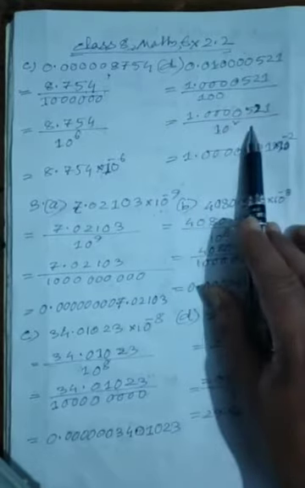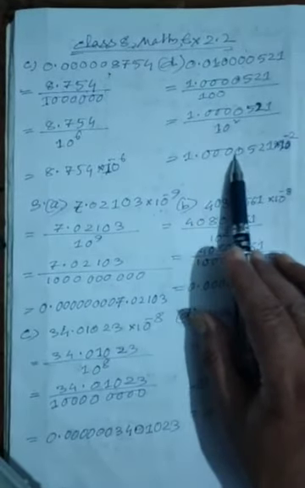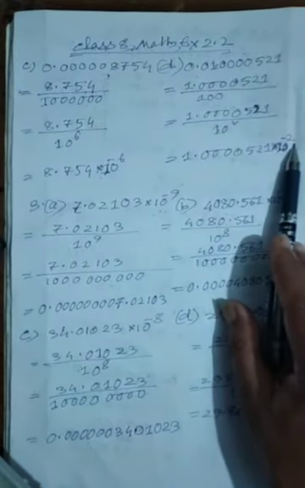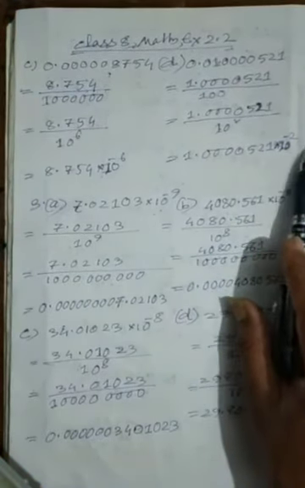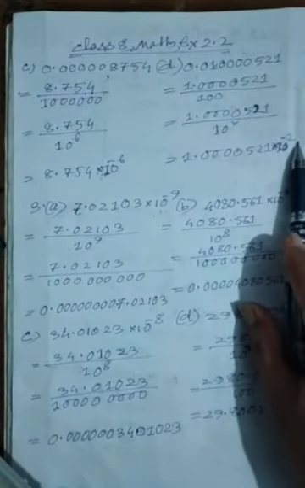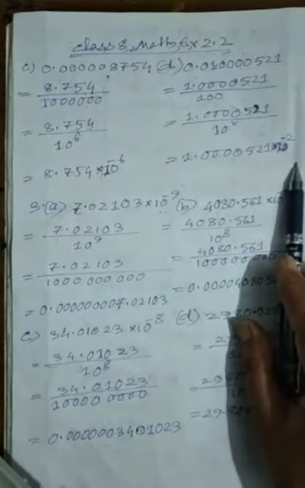So 100 means 10 square. It will go up: 1.000000521 into 10 to the power minus 2. This is 10 to the power minus 2. It was 10 square, so it will be 10 to the power minus 2. This is in standard form.